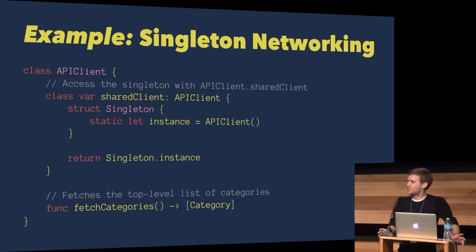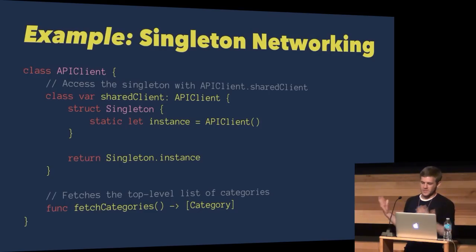So typical API client class, right? You have a singleton. This is the Swift singleton pattern, unfortunately. And any time a view controller needs to make a network request, it would probably grab the global variable, the singleton, and do some stuff with it, right?